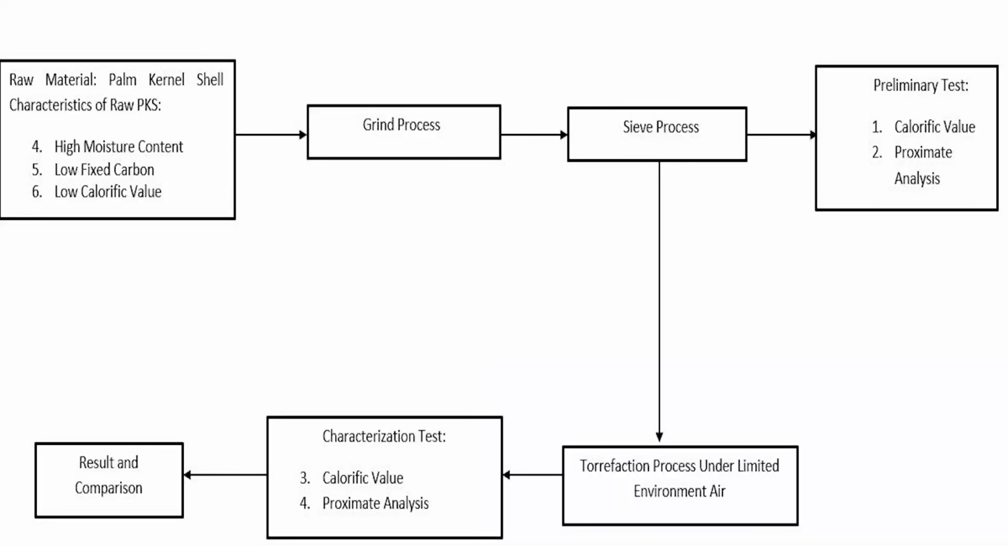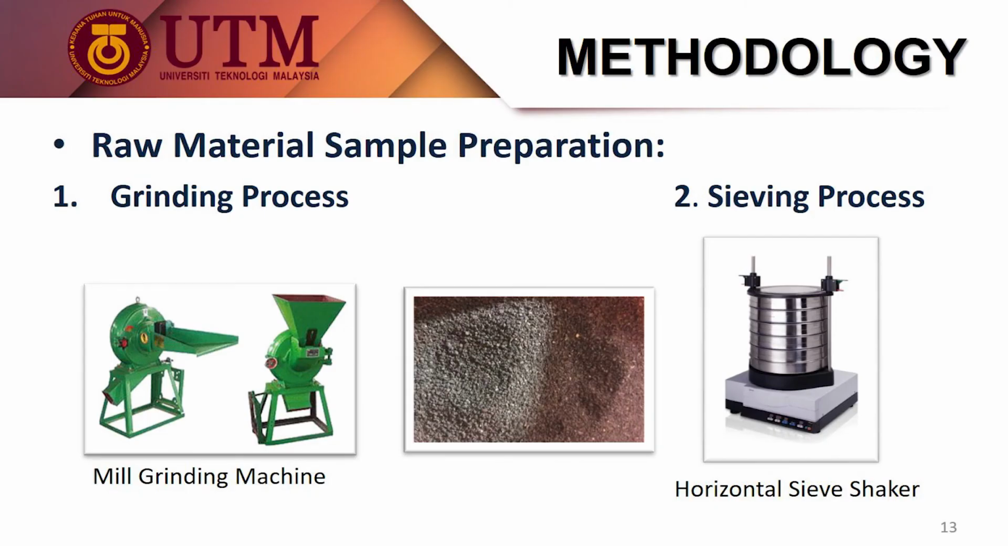Next we move to methodology. Here is the overall flowchart for this study. For preparation of raw material, firstly the PKS is ground to get a smaller size. Next, the PKS is sieved to get a size of PKS below 500 micrometer.